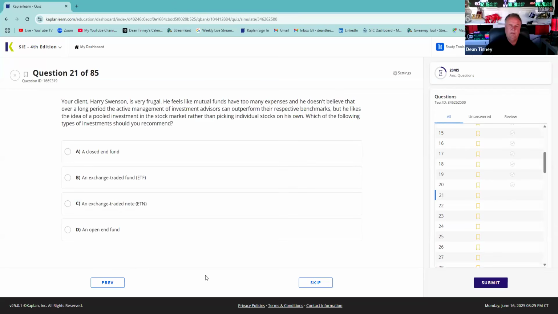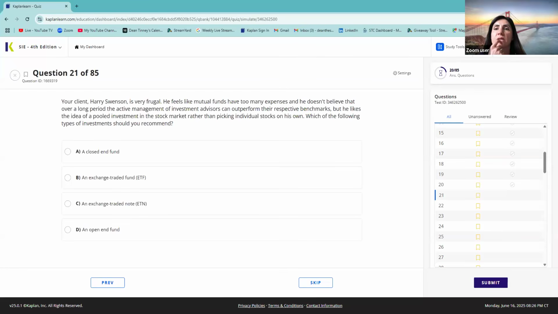Your client, Henry Swinson, is very frugal. He likes mutual funds. He feels like mutual funds have too many expenses. And he doesn't believe over a long period, active management of investment advisors outperform benchmarks. So it sounds like he's a believer in what we call the efficient market hypothesis. But he does like the idea of a pooled investment in the stock market rather than picking individual stocks on his own. Which of the following would you recommend?